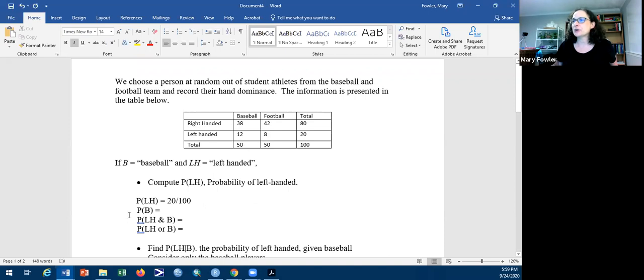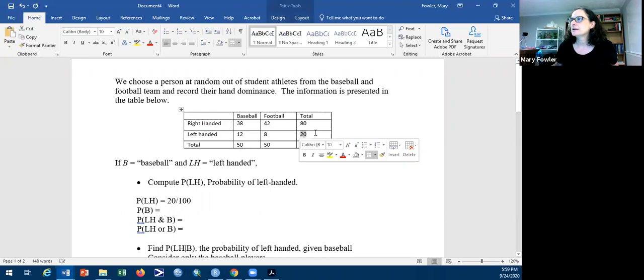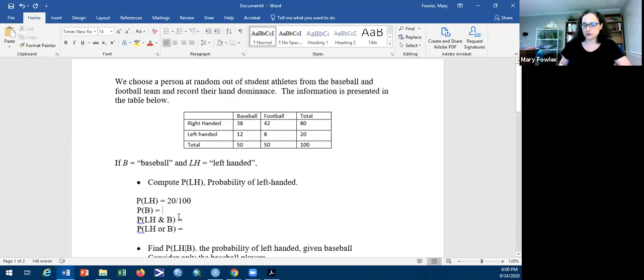One of these is in the notes. I compute the probability of left-handed. I look over here and I see that 20 of the athletes are left-handed, and there's a total of 100 athletes. So the probability of left-handed is 20 over 100. And then the probability of baseball, B is for baseball, is a total of 50 baseball players over 100 athletes.